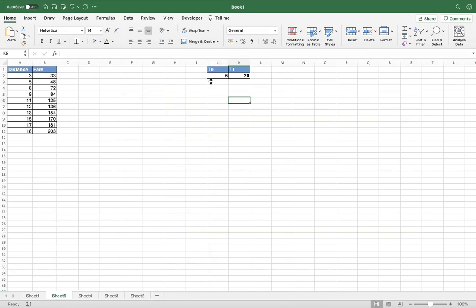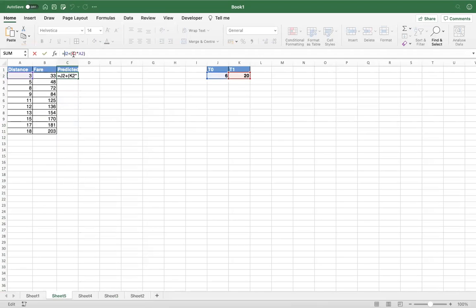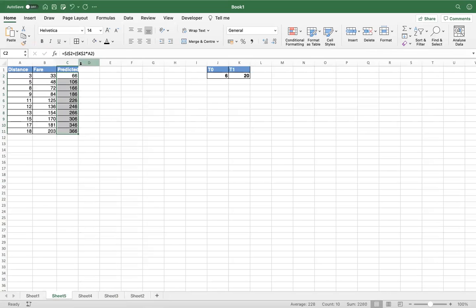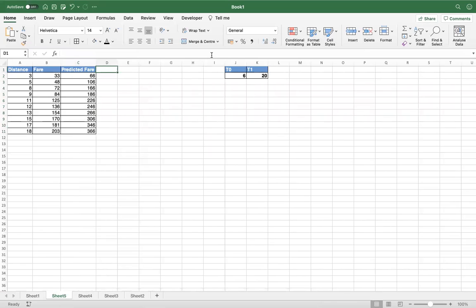Clear? So this is our intercept and this is our slope. So now shall we find the predicted fare? It is equal to theta naught plus theta 1 into x, right? So now I am going to apply this formula. Okay. Now you see the predicted fare and the actual fare. Are my predictions close or not close? Not close. They're bad, right?